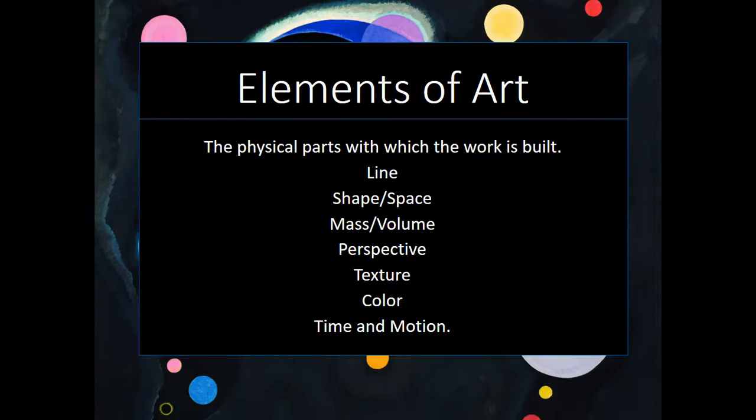Let's focus on the elements of art. And those are the physical parts with which the work is built. Line is by far the number one used element of art, but not too far behind are shape and space, mass and volume, perspective, texture, color, time, and motion.